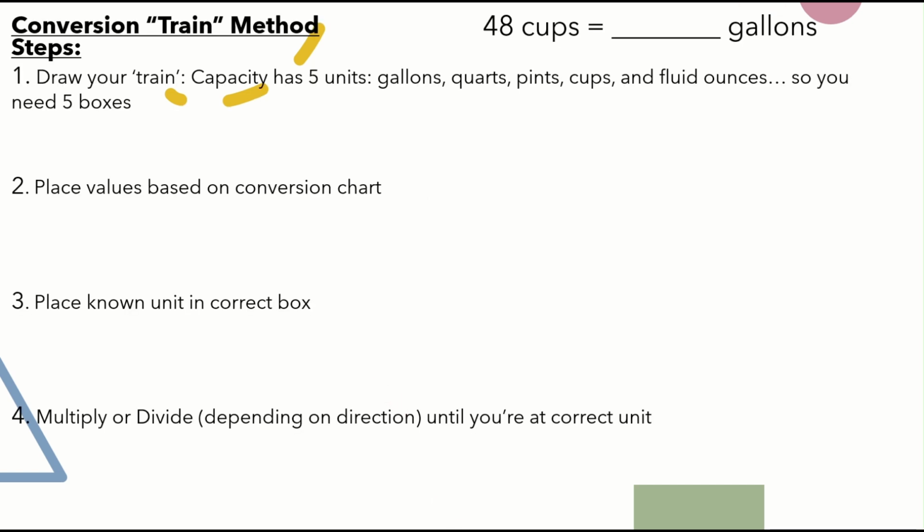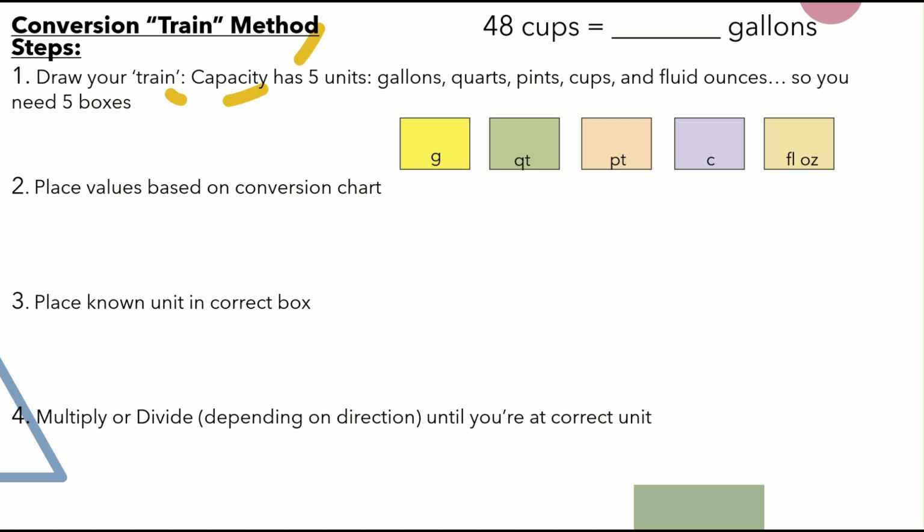So we have 48 cups and we're trying to figure out how many gallons are in 48 cups. Step one says draw your train. We determine our train boxes by the number of units. Since we're talking about capacity, we have gallons, quarts, pints, cups, and fluid ounces. So that would mean you would need 5 boxes.